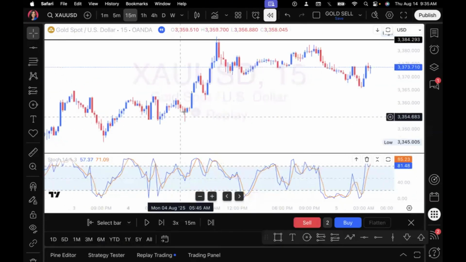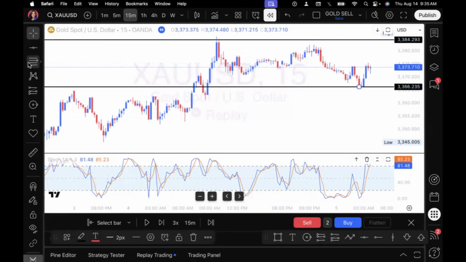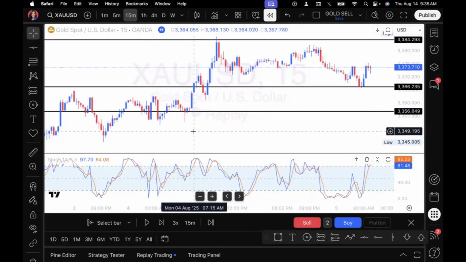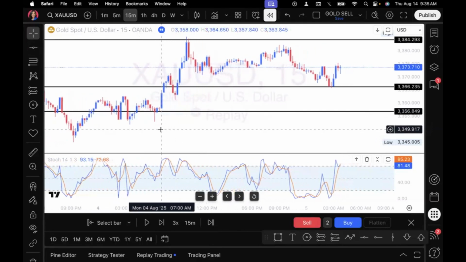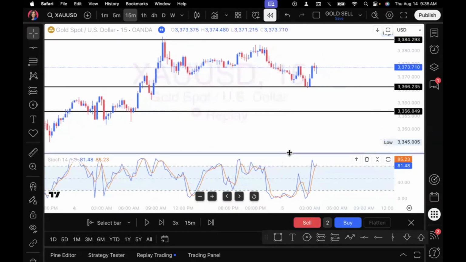Resistance usually comes after a buying trend where the market is having a hard time pushing up. So I'm going to put a line there. And I'm also going to put a line at a previous area of support because these are going to be where your TPs are going to be and where your stop loss is going to be as well.